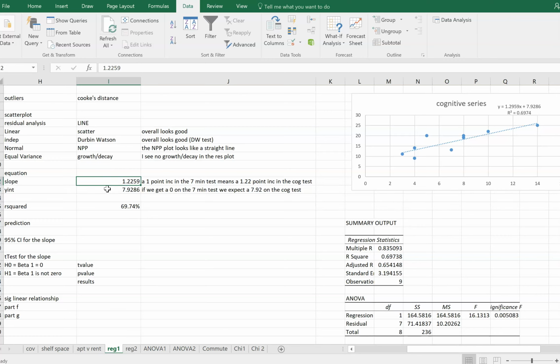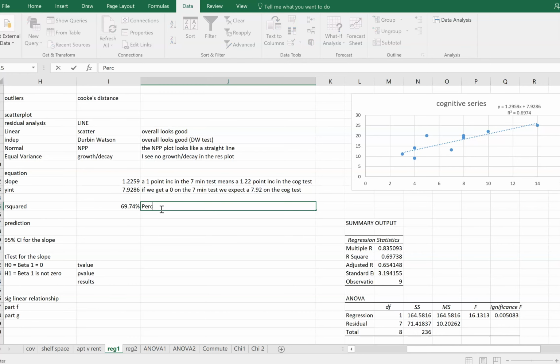I do have a lot of faith in the slope because I believe in my prediction line. All right, let's move on. What's the r squared? Well, the r squared is very important to me. This is the percent of variation in the y, in this case, the cognitive test, that can be based on the 7-minute test.